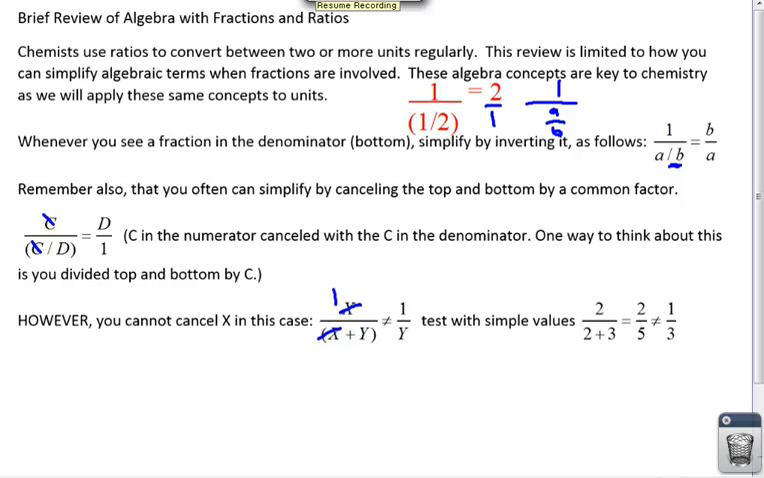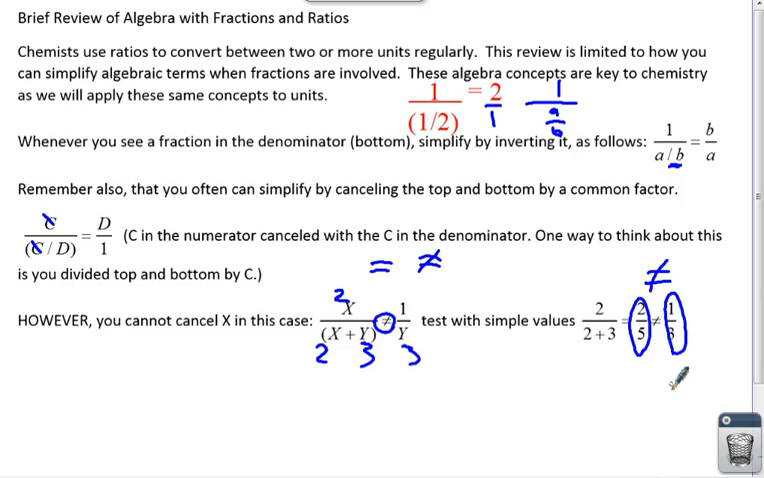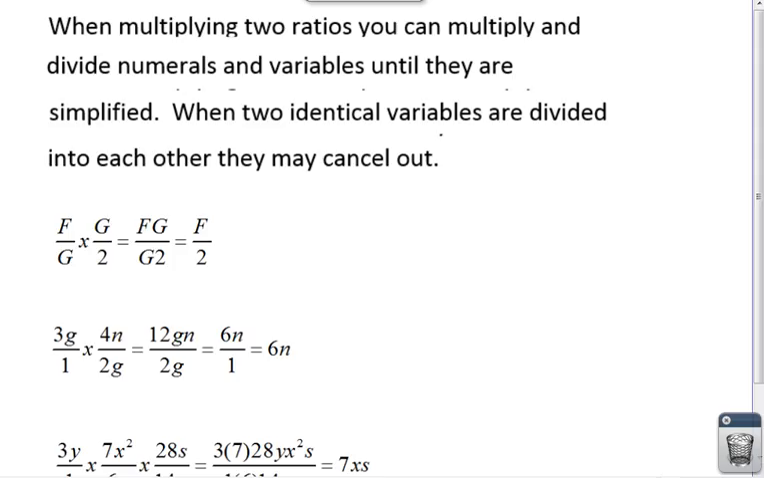The easiest way to test whether or not something is true or not true is to just take simple numbers and plug them in those spots. So say x is 2 and y is 3. Let's see whether or not these two are equal or if they're not equal. So that's what I did over here on the right. I have 2 over 2 plus 3. Well, 2 plus 3 is obviously 5. So 2/5. And then in the other one you'd have 1 over 3. And those are definitely not equal. So that further shows that we can't just cancel out the x. We'd have to do some more algebra to simplify that down, which is really beyond the scope of this particular class.